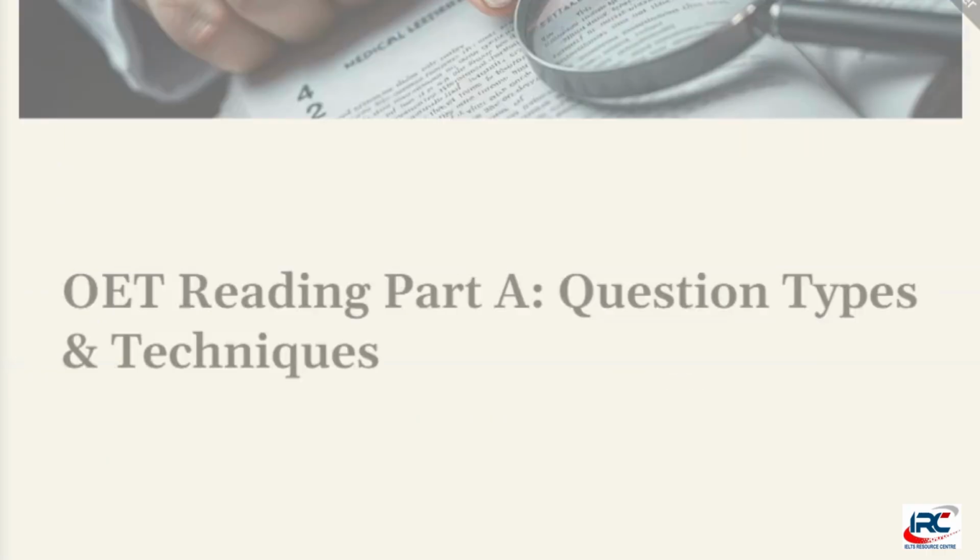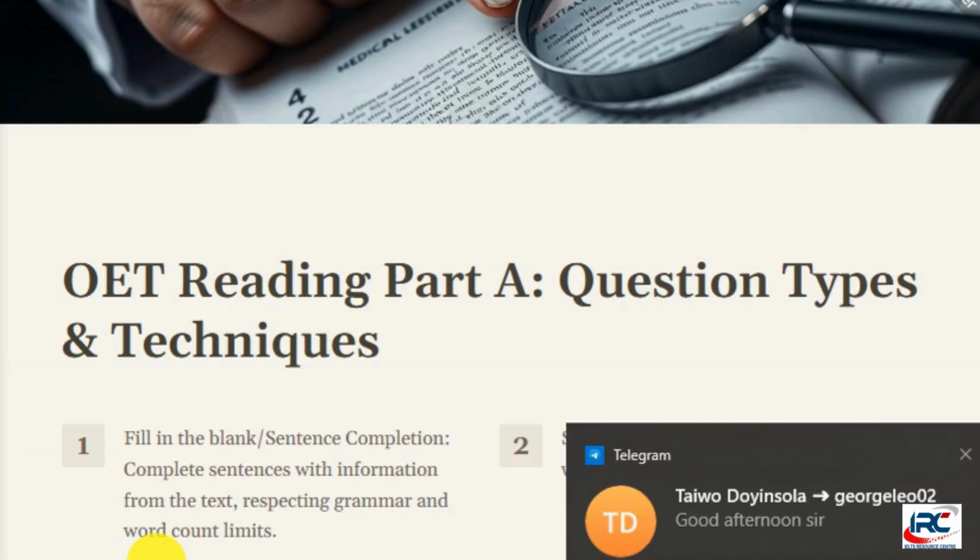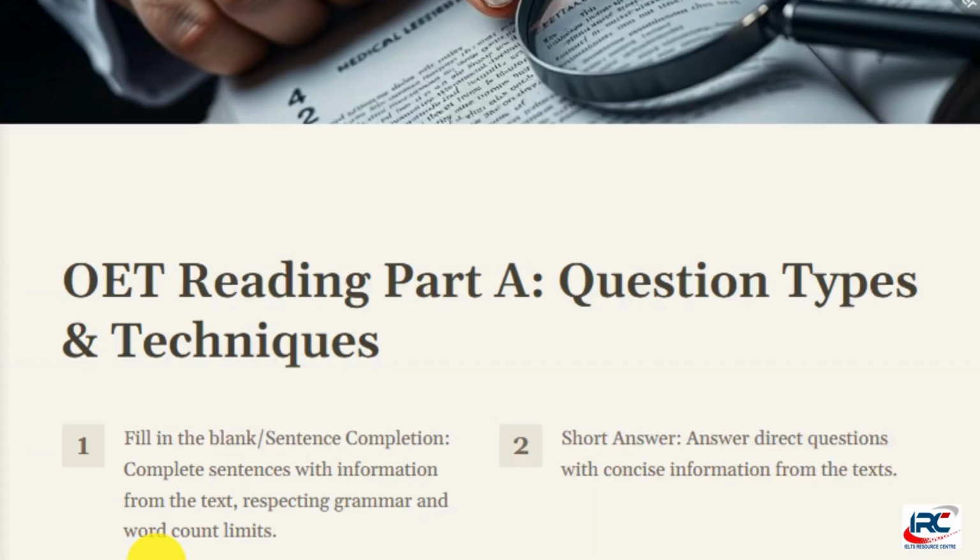Now, the OET reading part A, question types and techniques. In this section, we are going to explore two key question types you will face during the OET reading part A. Number one is filling the blank, which is sentence completion, and the next is the short answer question type.